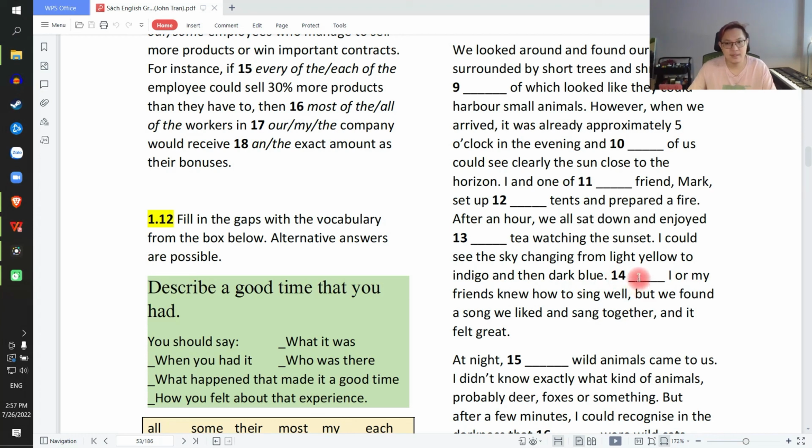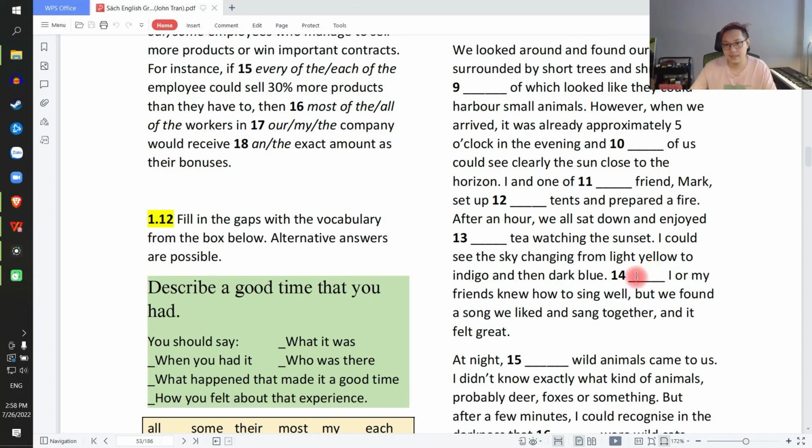Number 14: neither. Neither I nor my friends knew how to sing well. Two subjects, I and my friends. So neither or either, but here it implies that neither of them knew how to sing well.